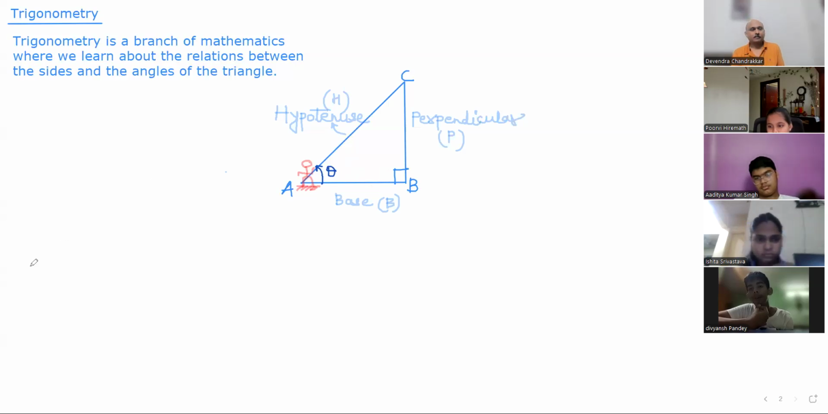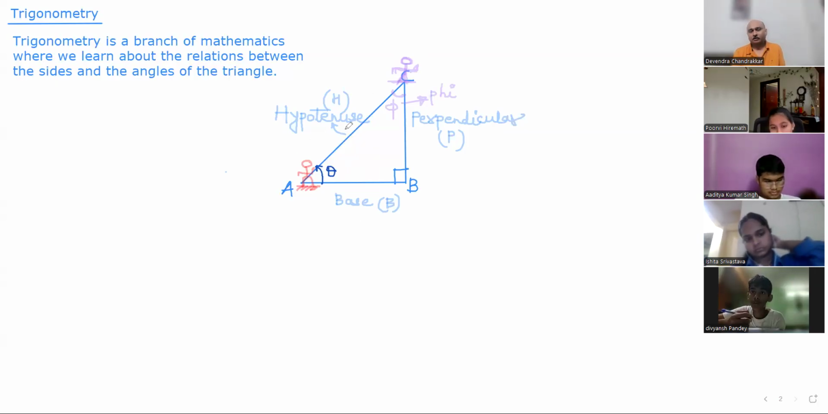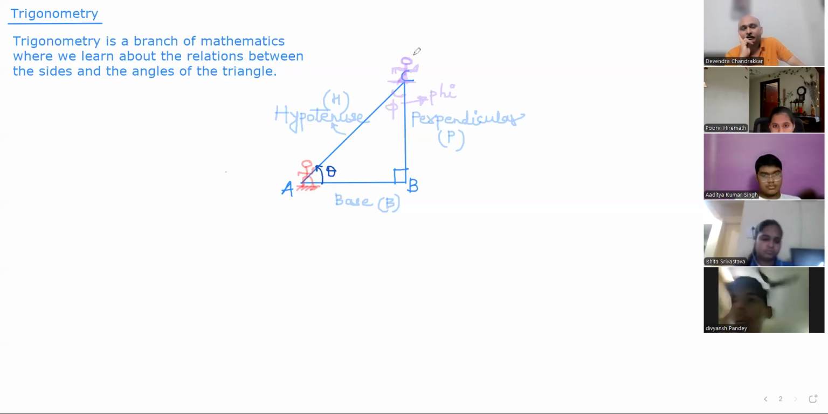Good. So my question to all of you, and you can answer it in chat. If I choose this angle, let's say this angle is some angle phi, which is also a Greek alphabet, right? So if I place a person here at point C, name the sides. Obviously, hypotenuse will be the largest side. Name the sides which are base and perpendicular in this order only. In the chat window, all of you write it. Which side is base and which side is perpendicular when we are dealing with phi as an angle?